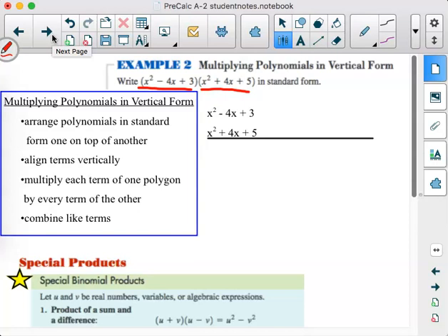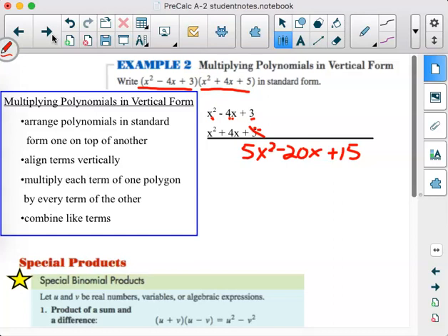And then think about how you learned to do the multiplication of just basic numbers back in grade school. You would take this last number, this last position, and multiply it times each of the terms above it. So that's what I'm going to do. I'm going to take 5 times 3 and get 15, 5 times negative 4x and get minus 20x, 5 times x squared and get 5x squared. Now I'm done with the 5.